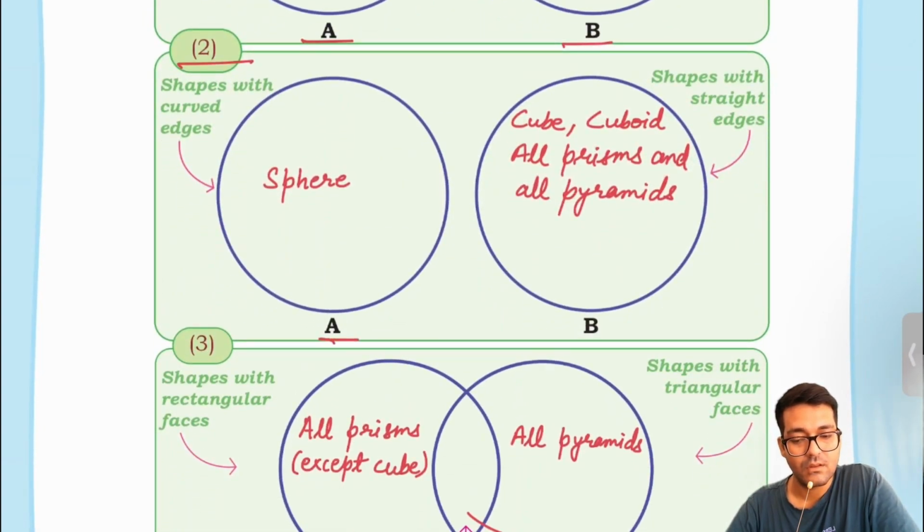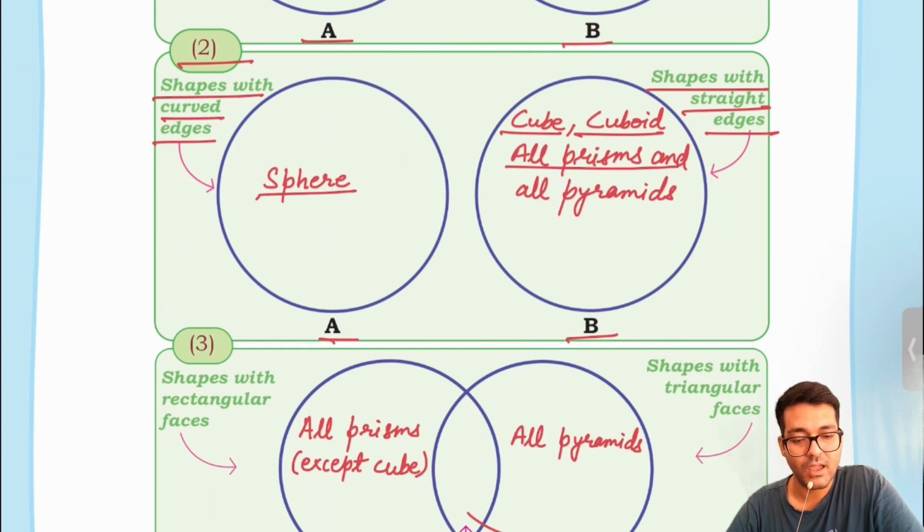2a. Shapes with curved edges. In this you can write sphere. 2b. Shapes with straight edges. In this you can write cube, cuboid, all prisms and all pyramids.